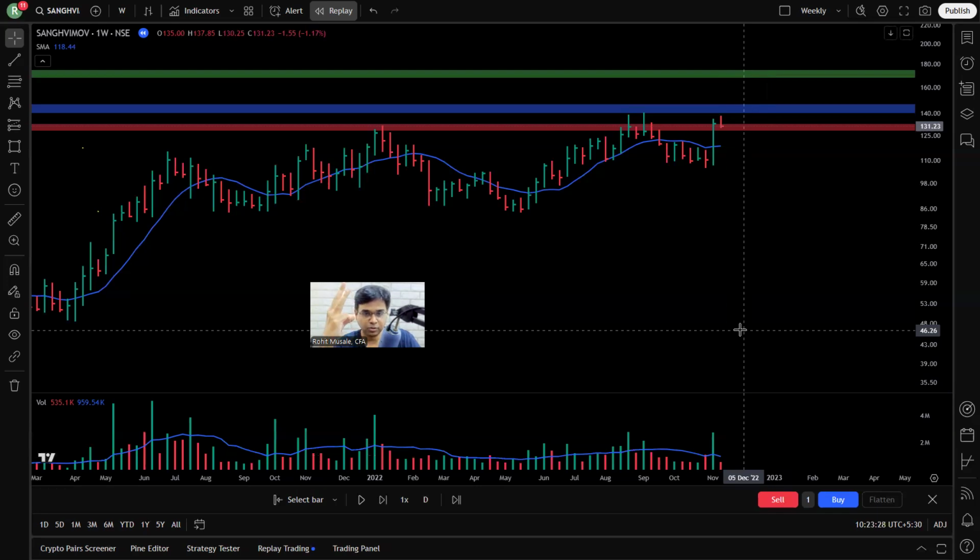Which means we have 3 more days. So the volume is most likely to be like 200 or 300 times the average weekly volume, correct? By the time the week closes. So let's move it forward.